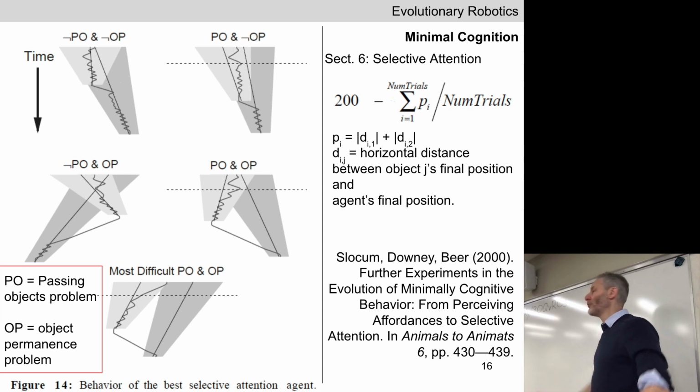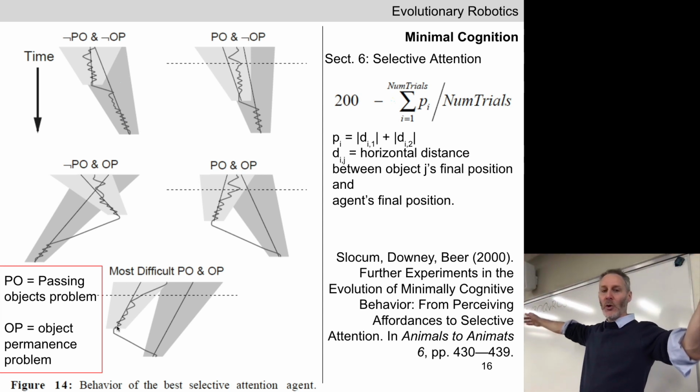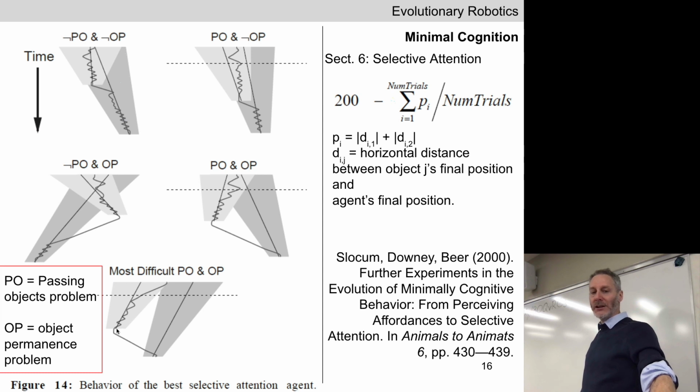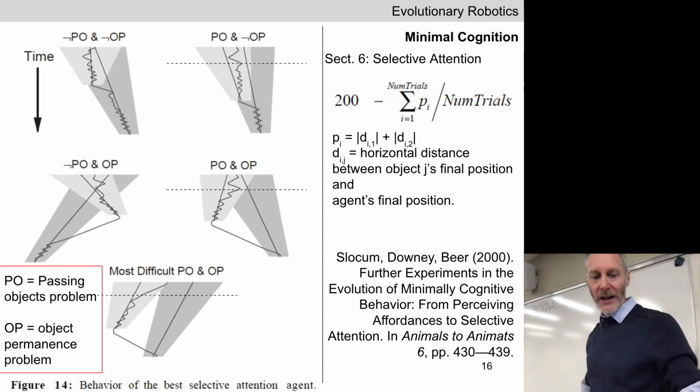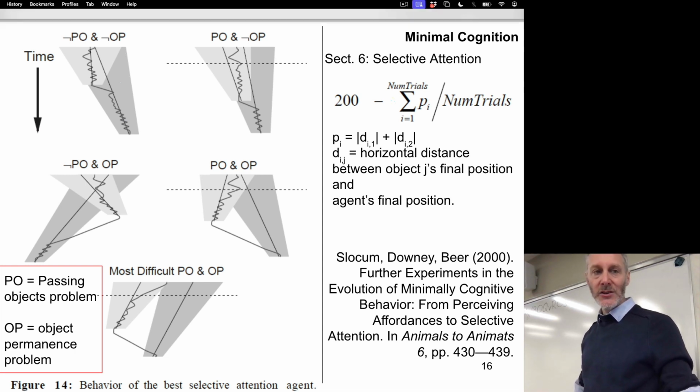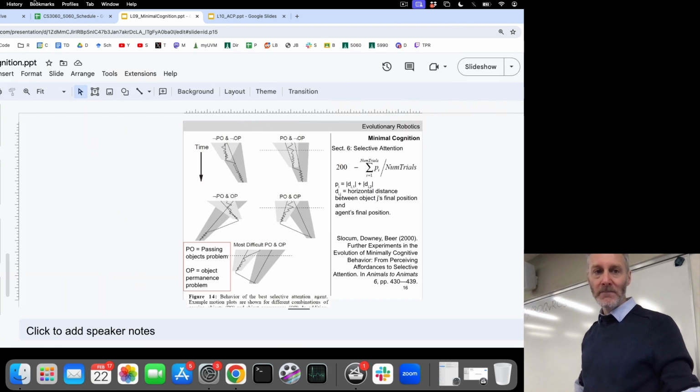The CTRNN has evolved to compare when it's looking at both objects at the same time. It races over and catches this one, but this one is falling away from where the other one is. This robot quickly reverses course and gets back just in time to catch the second object. All good? Okay. All right, that concludes our lecture on minimal cognition.